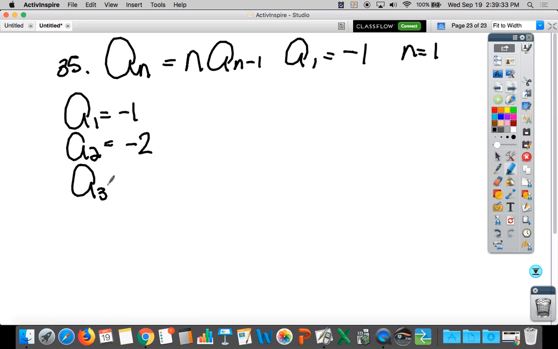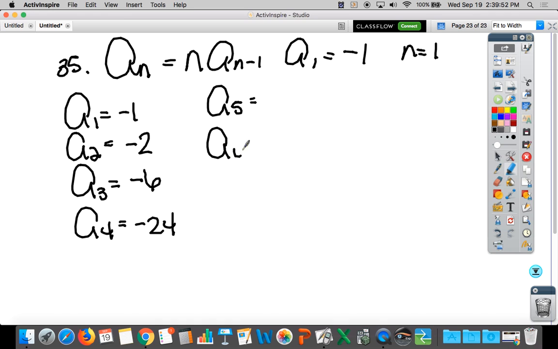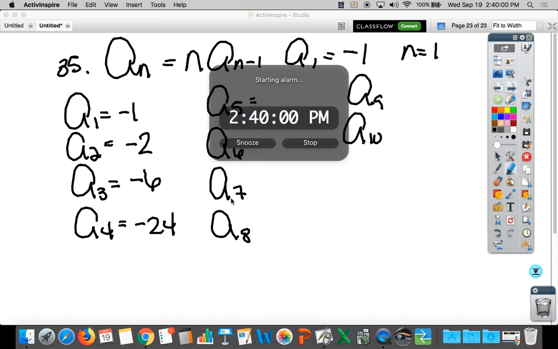My a sub 3, what is my n? 3 times my previous term. 2. And negative 6. A sub 4, negative 24. About to get out of what I can do in my head. So keep going until you get to the a sub 10. Okay, I'll just stop for a minute.